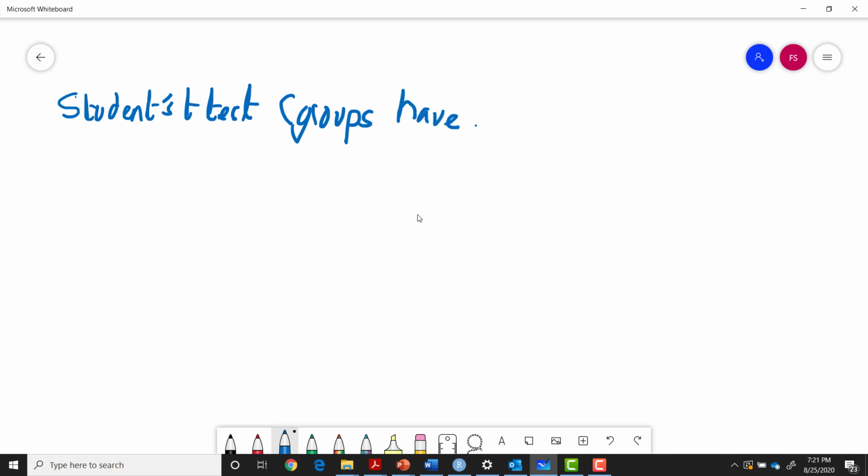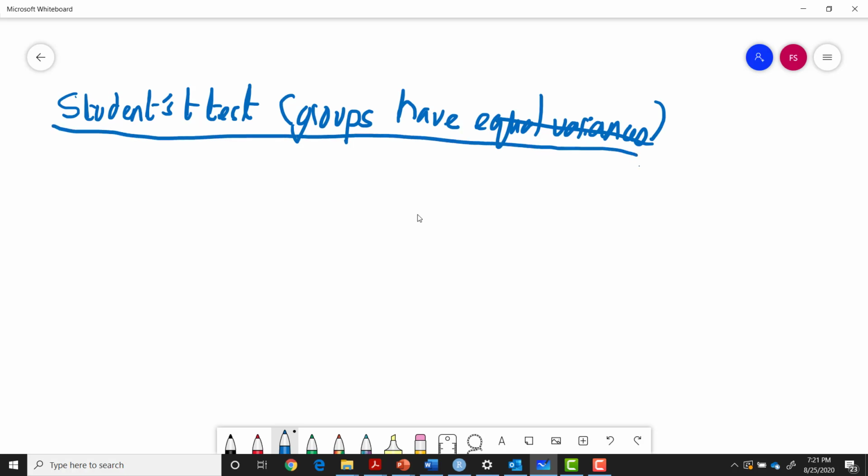So if we have a t-test, we have a student's t-test. And this is only if the groups have equal variances. Again, I'm not going to do a lot of the math of this. We're just going to do it in R. I'm not going to do the hypotheses because they're exactly the same as the z-test.